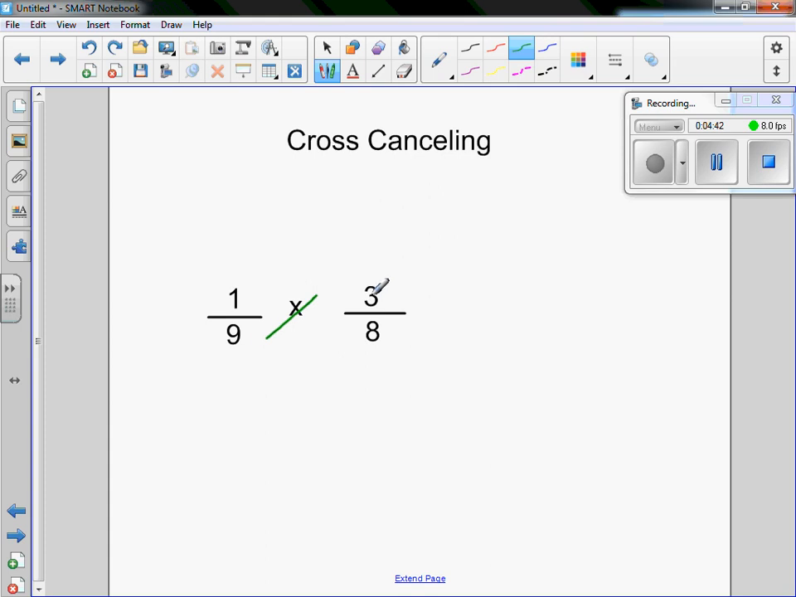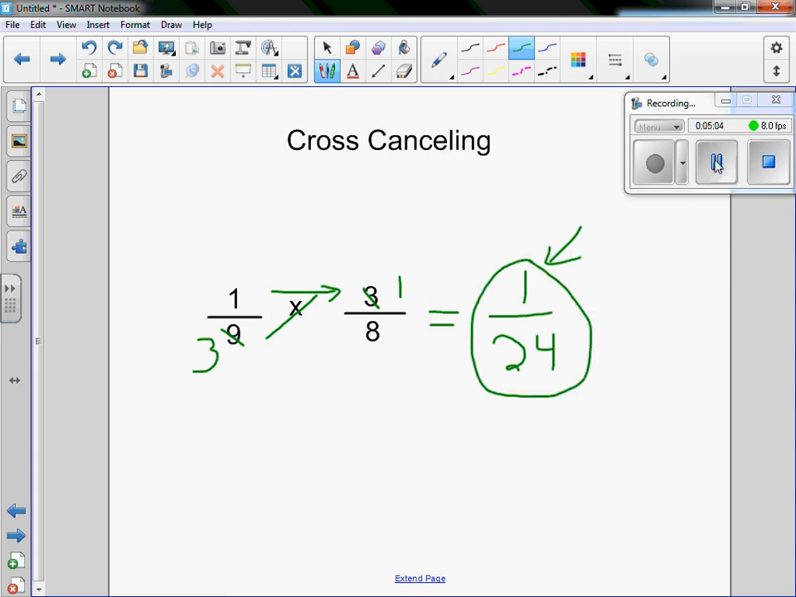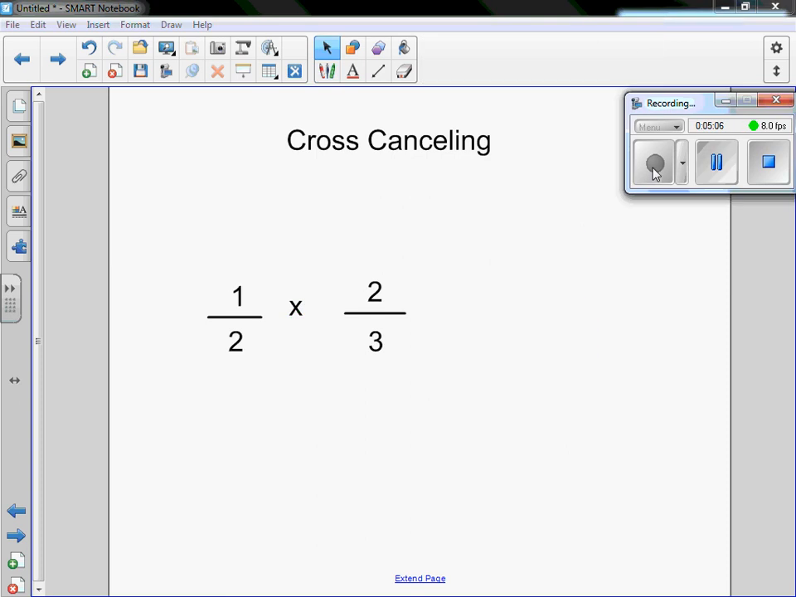3 and 9, we did this one before. 3 goes into 3 once, and 3 goes into 9 3 times. Then I just multiply straight across. 1 times 1 is 1, and 3 times 8 is 24. Like I tell my students, if you see a 1, then you're done. 1 on top means it's in the lowest terms already.